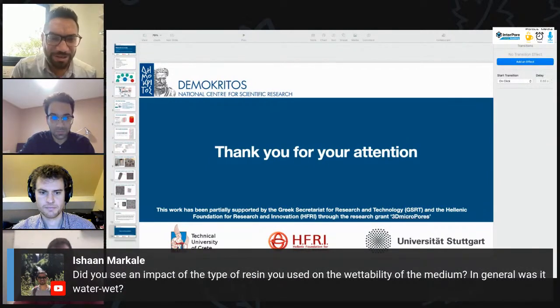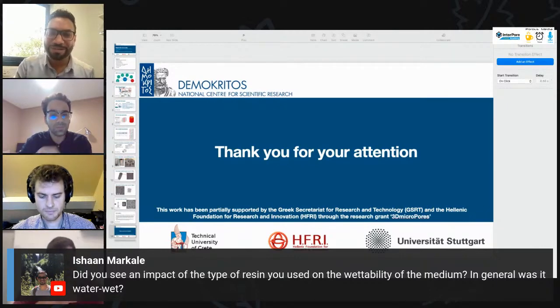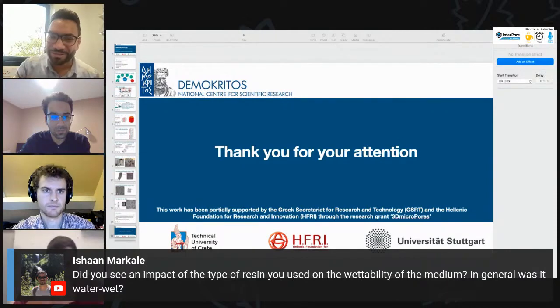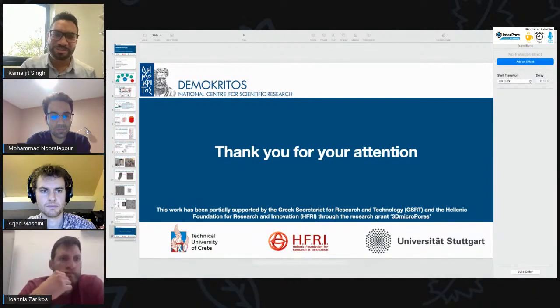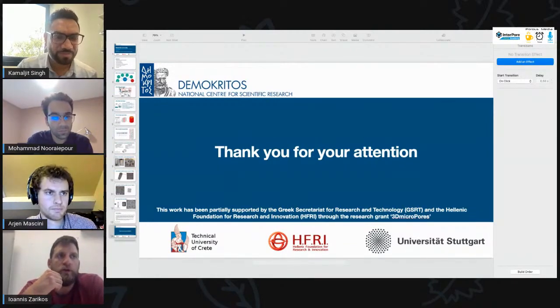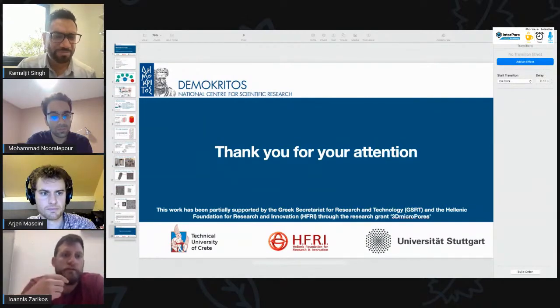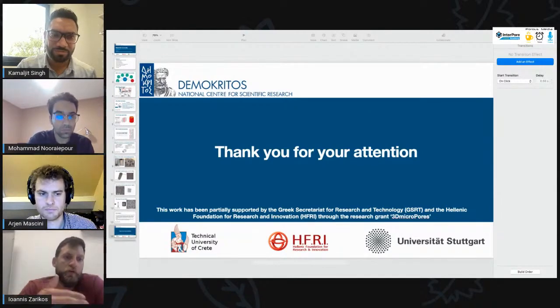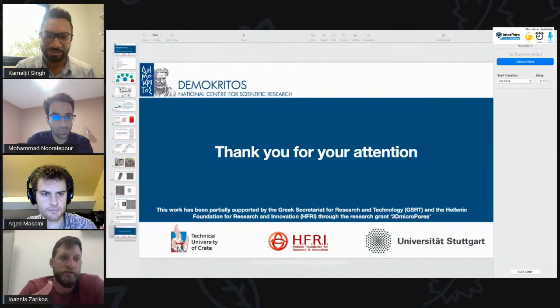Did you see any impact of the type of resin you use on the wettability of the media? Like in general, was it water wet, or depending on different material, do you expect different wettability? We use only one material, this gray resin, and this one is water wet. It came with the printer. There are some other resins that I know they're selling with the printer that are hydrophobic. But of course, it depends on the fluids that we are using in the experiment. In this case, we wanted a water wet sample.